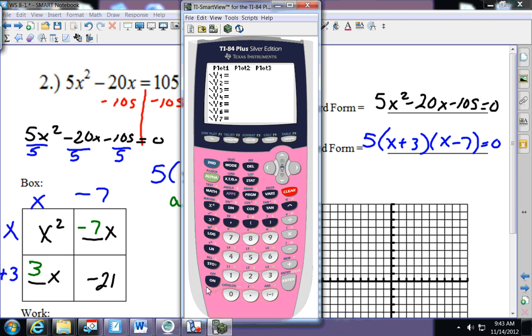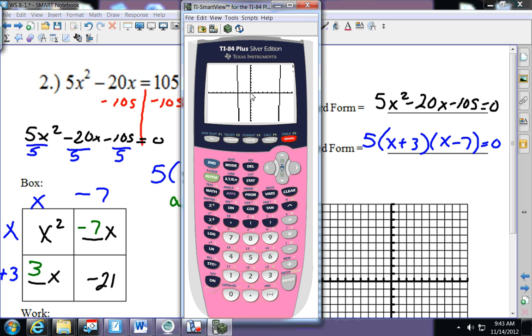So we go in here, and in the standard form, I put 5x squared minus 20x minus 105. Now down here, I'm going to put in the factored form, 5 times x plus 3 and x minus 7. I'm going to press second graph. First, I want to make sure that it's right. Good. The two columns are the same. That's good. So now if I press graph, let's look and see where they cross.